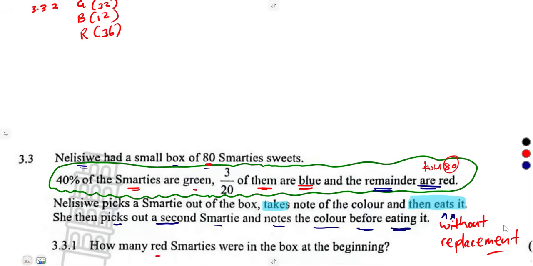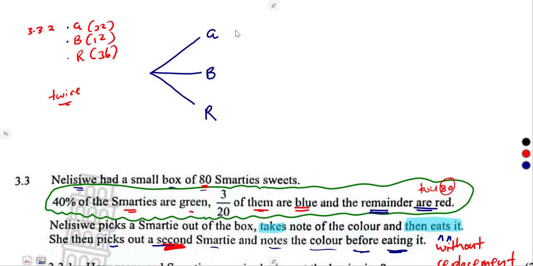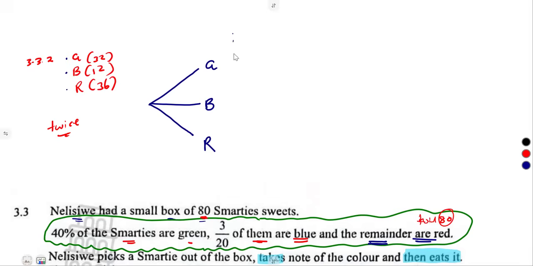But this one, she was to eat each one. And it happened twice, remember? She took the first one and ate it. Then she picks a second one. So it happened twice. So we've got the first pick where she can pick green, she can pick blue, she can pick red. The first pick, she can pick any of these three colors: green, blue, or red. That's our first pick.